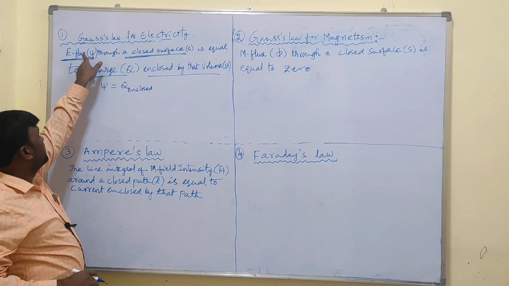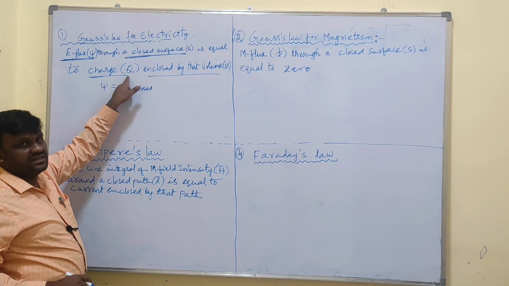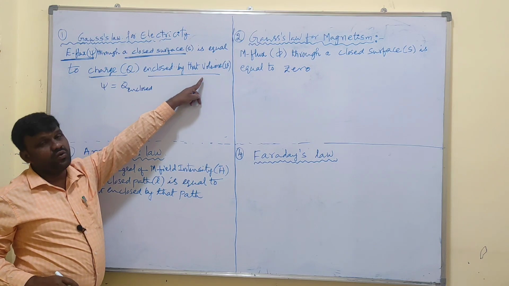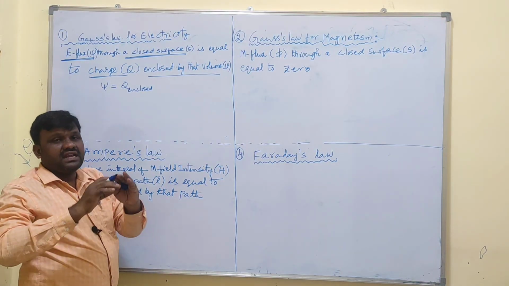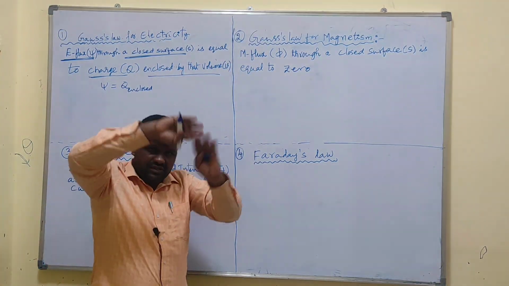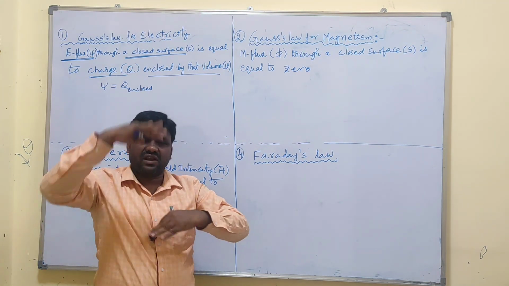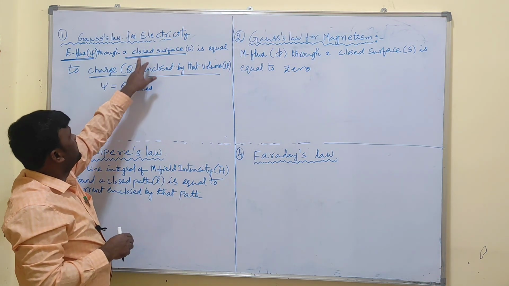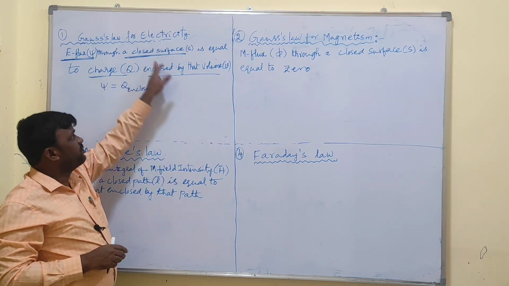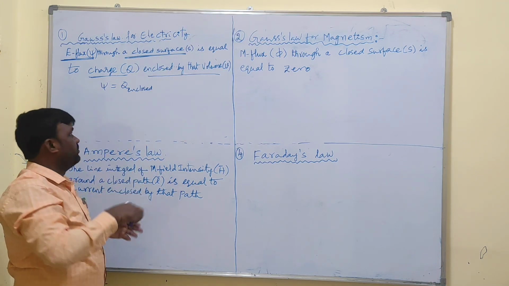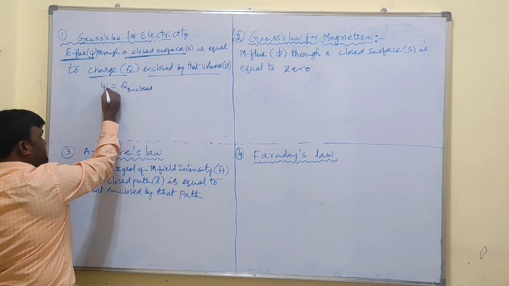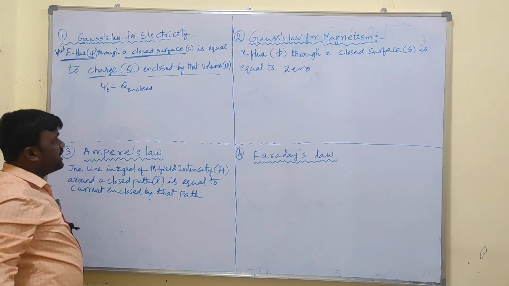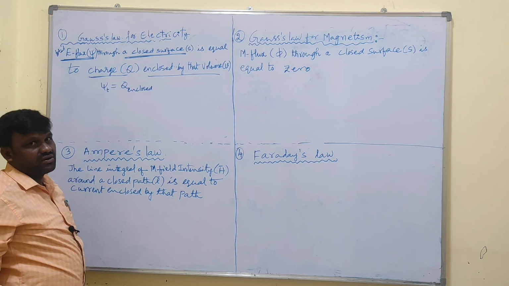Here it relates flux and charge. These are two key terms. Other key terms are closed surface and volume. If a line is closed, that becomes what? Surface. If a surface is closed, that becomes what? Volume. Here a closed surface relates to volume. That's why we mentioned closed surface by that volume. Psi equal to q enclosed, or else total flux through a closed surface equals the charge enclosed by that volume.